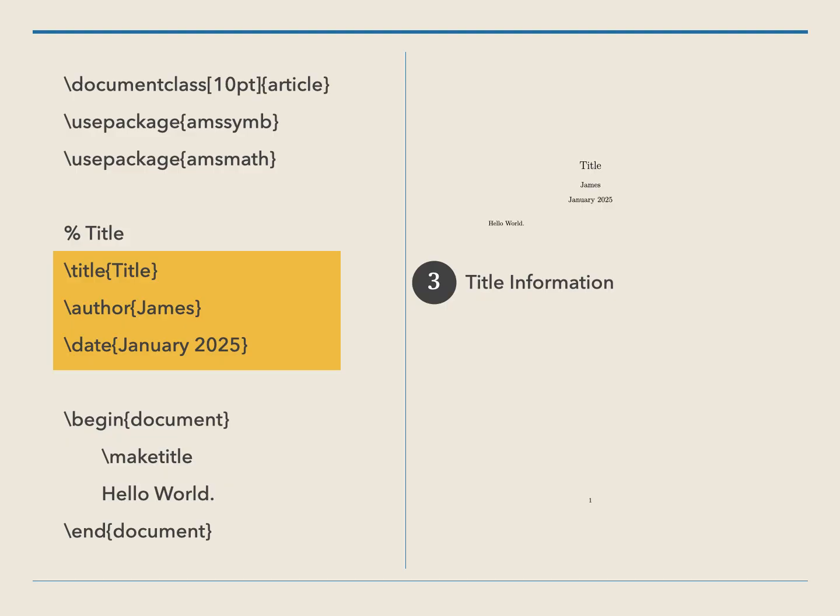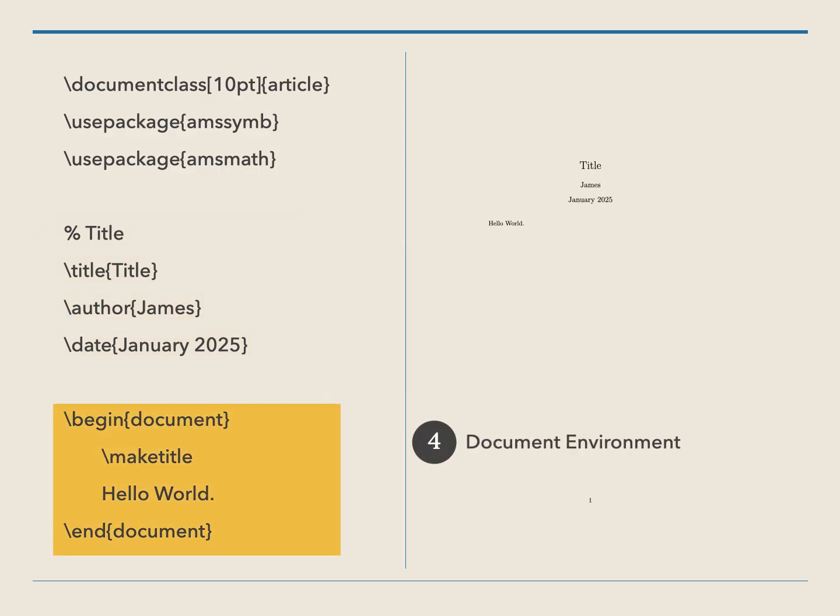And if you don't include the date, it will use the current date, the date you use for compilation. Then you would want to have the document environment to hold everything you want to have. For example, here I first used \maketitle, so you'll see the title, author, and date showing up on the top. And then I put just a hello world, and you can see the hello world showing up on the document on the right. And then you close the environment by \end{document}.